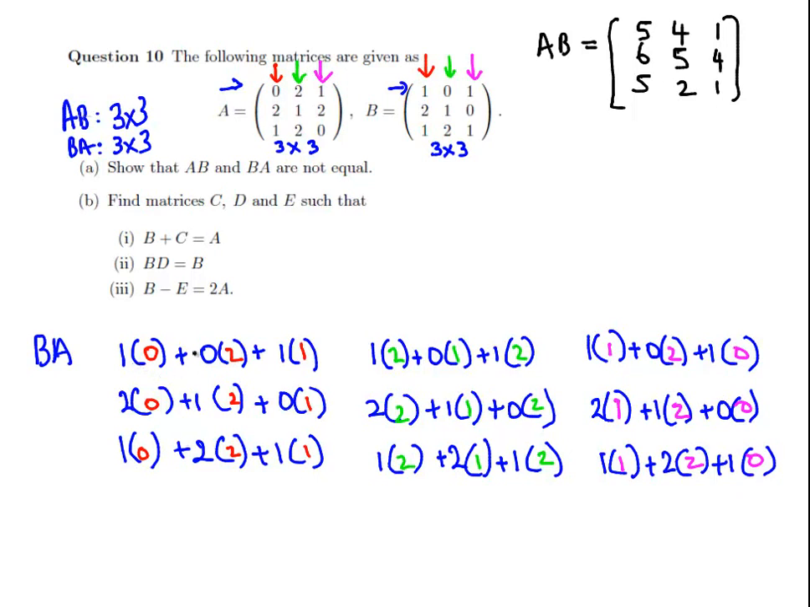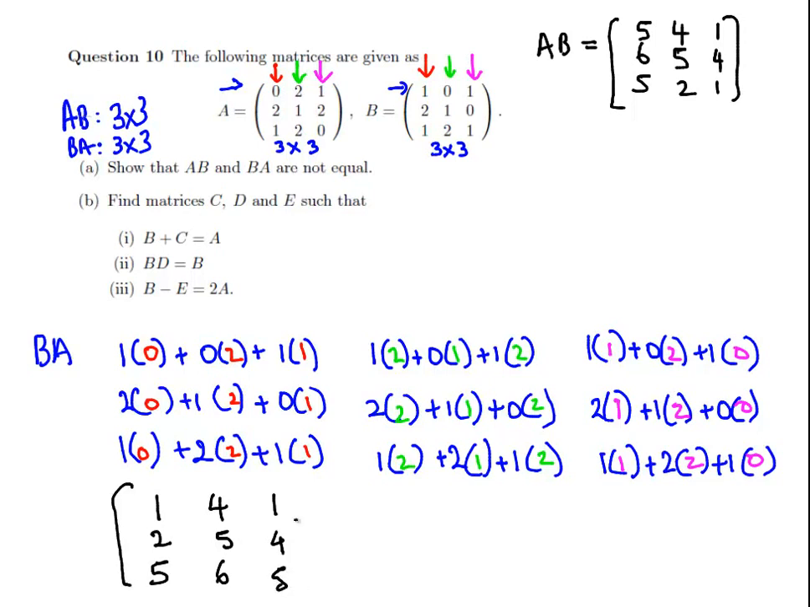So 0 plus 0 plus 1, that's equal to 1. 0 plus 2 plus 0, that's equal to 2. 0 plus 4 plus 1, that's equal to 5. Okay, next column, 2 plus 0 plus 2, that's equal to 4. 4 plus 1 plus 0, that's equal to 5. 2 plus 2 plus 2, that's equal to 6. Over here we have 1 plus 0 plus 0, that's equal to 1. 2 plus 2 plus 0, that's equal to 4. And finally, down the bottom corner, we have 1 plus 4 plus 0, that's equal to 5.